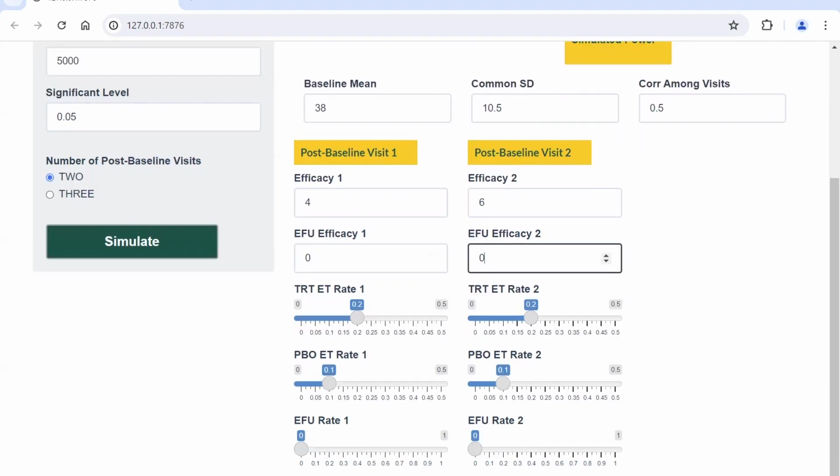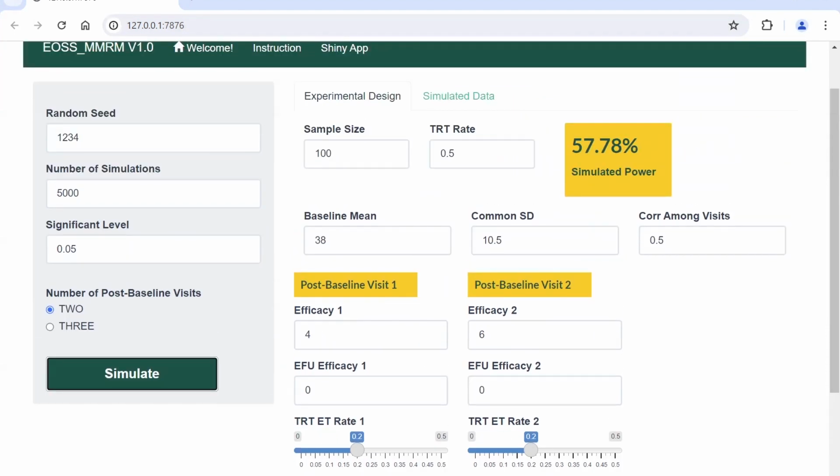In our situation, we will assume 50% of the subjects that have missing data will be imputed to placebo-like values for both post-baseline visits. Maintaining the rest of the parameters the same, hitting the simulate button, the app generated a power of 57.78%.